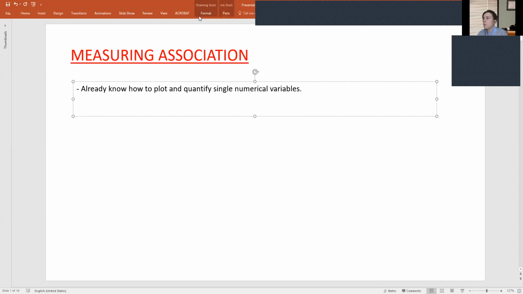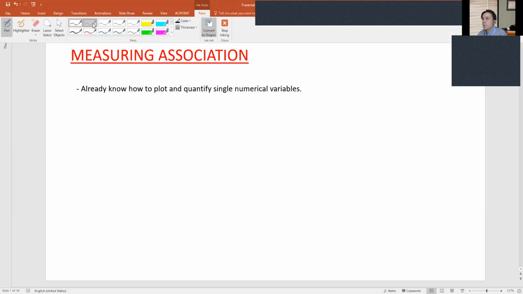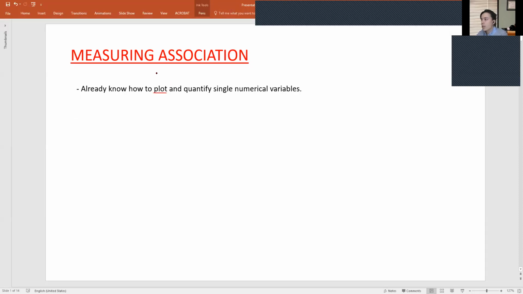What I mean by plot and quantify is that we know how to sketch numerical variables. We can draw these by using histograms or box plots. And we know how to quantify them, so how to describe them with numbers by looking at the mean, the standard deviation. We also had medians, modes, and range, a bunch of measures of variability and center.